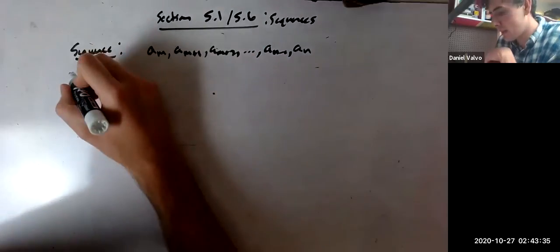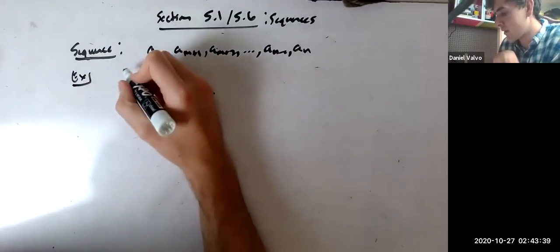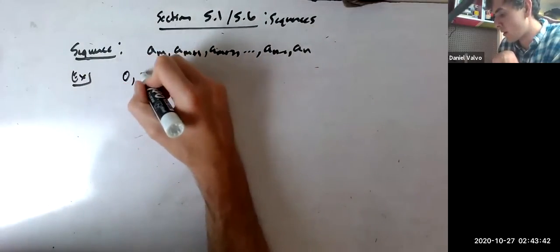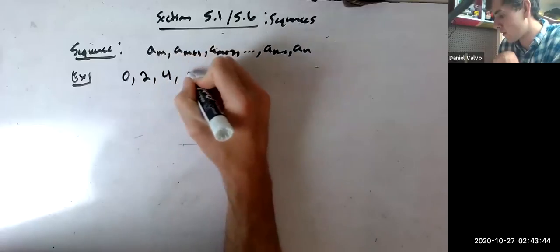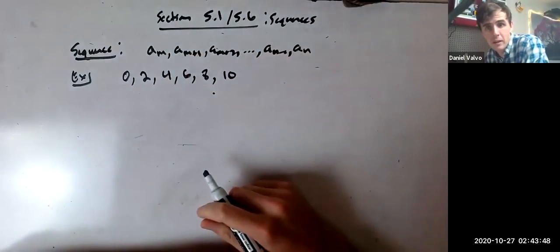An example being, we could have 0, 2, 4, 6, 8, 10, something like that.